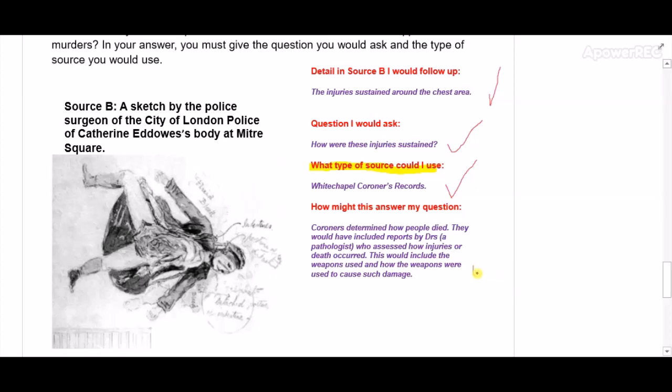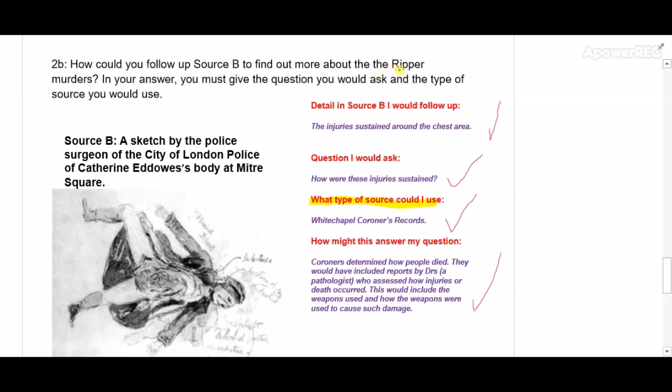I'm a bit convoluted in my answers there, admittedly, but I've said that the coroner's records are going to include a report of how the injuries were sustained. This therefore will allow me to answer my question, which in turn is allowing me to learn more about the Ripper murders. And that is all we have to do. First of all, find a part of the source you're going to follow up, ask a question about it, tell me what source you're going to use and how that source is going to be useful.